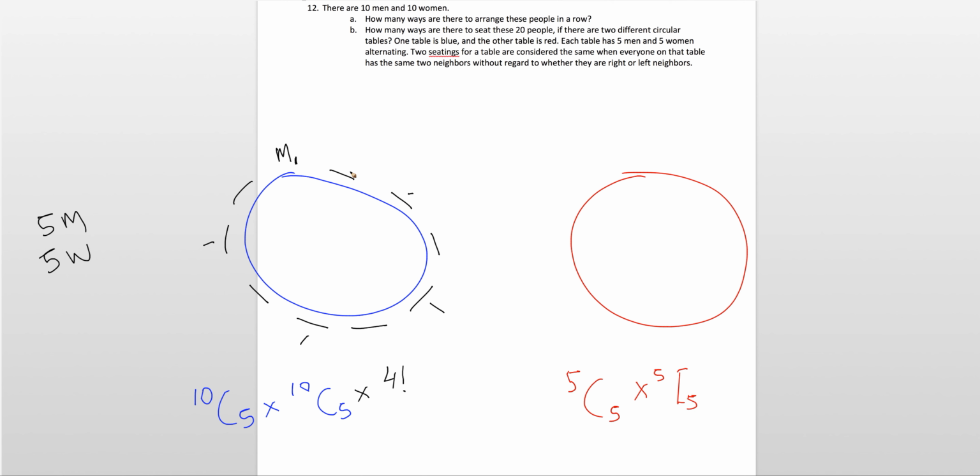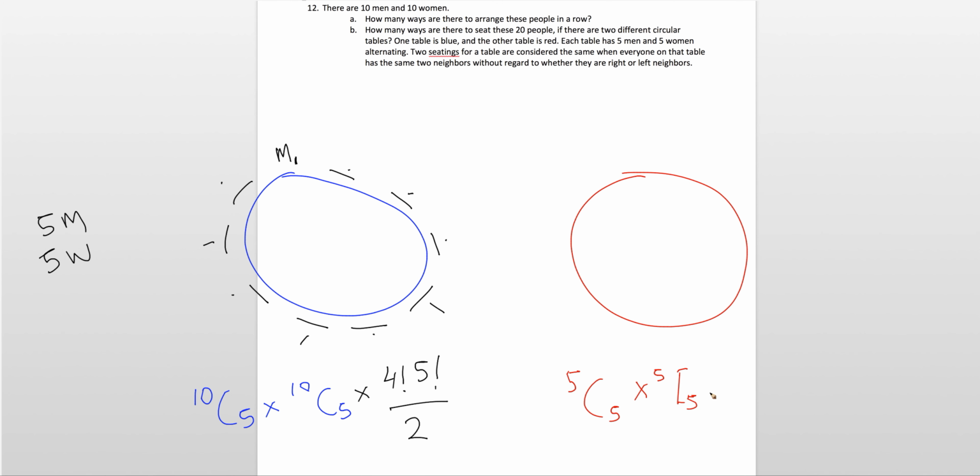That leaves the other 5 positions for the women. So the 5 women would take 5 factorial ways to sit around the table. This takes into account the alternating permutation. But we don't actually care about mirror images because we consider them the same if they have the same 2 neighbors, whether on the left or on the right. If I have a particular permutation in a clockwise manner and repeat it in an anti-clockwise manner, essentially we still get the same arrangement. So we need to divide by 2. This is only what is happening on the blue table.